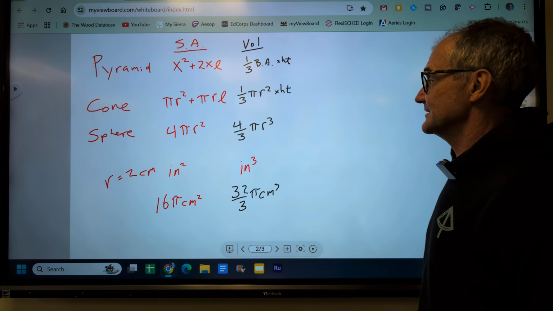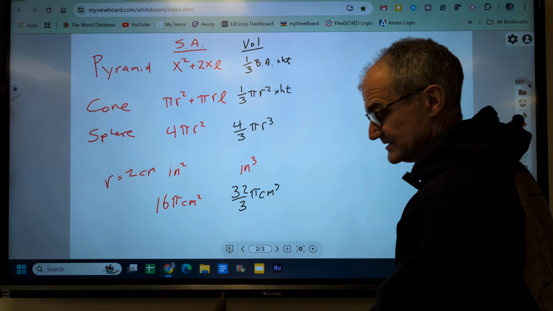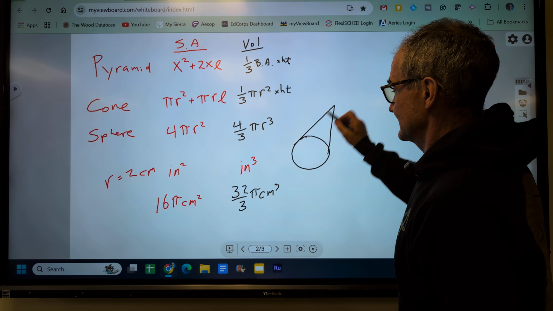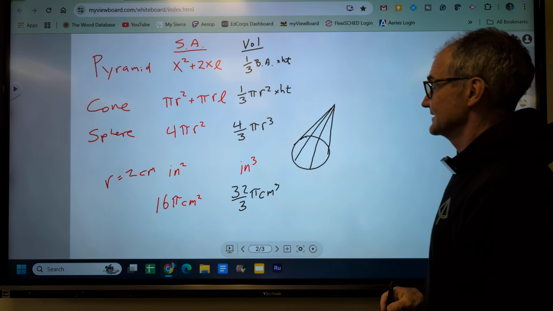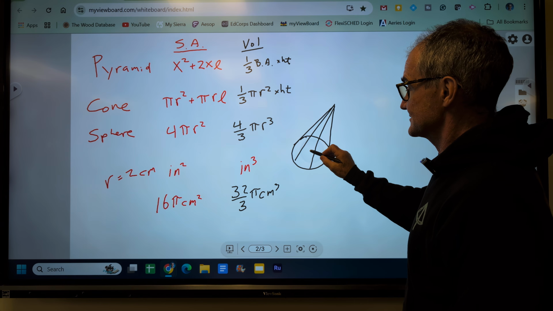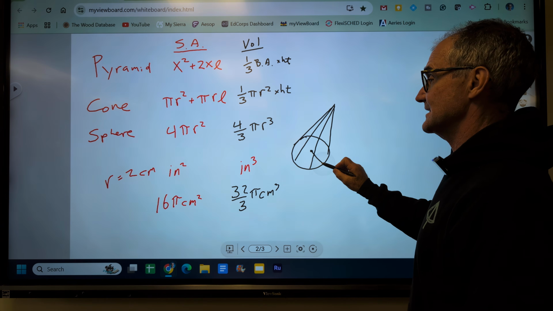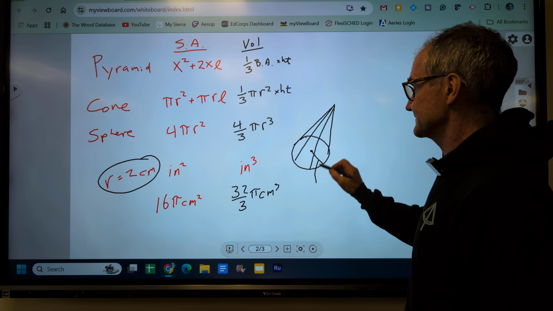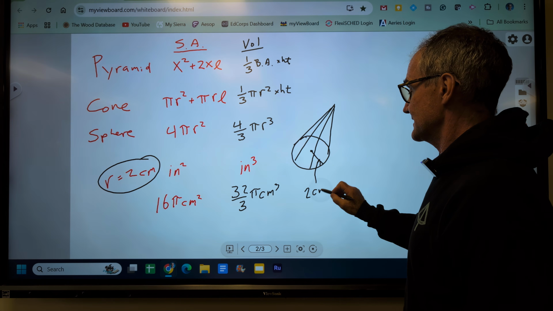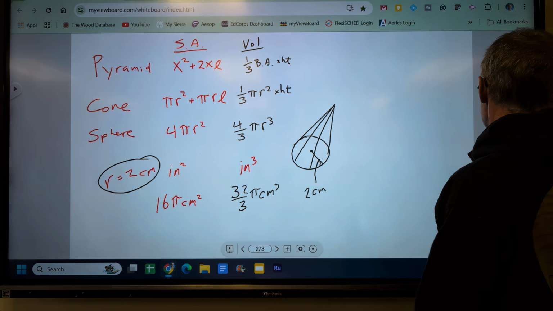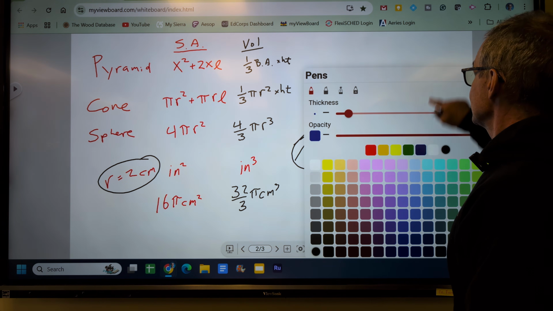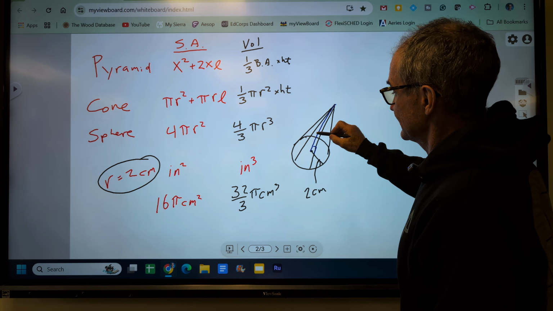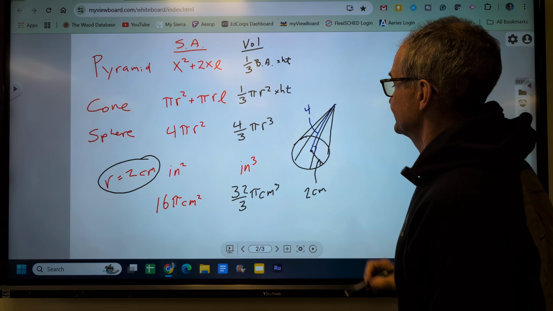All right, now let's take a look at a cone. So if I have a cone like this, let me try and draw this out here and put some numbers on it. Don't look too much like a cone. If that cone has a radius, so here's my center point, let's stick with that same 2 centimeters. So the radius of that is 2 centimeters. Let's say the overall height from up here to here is 4.